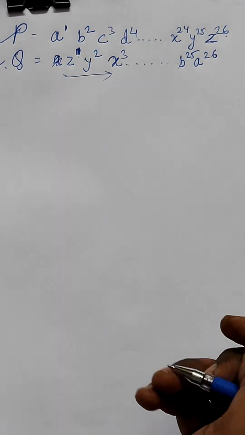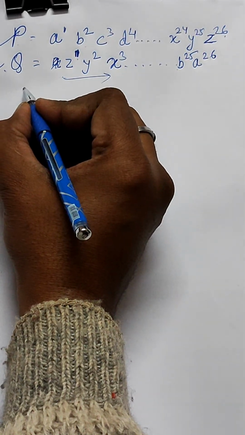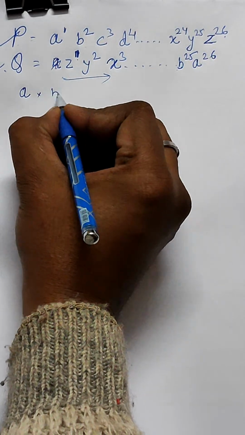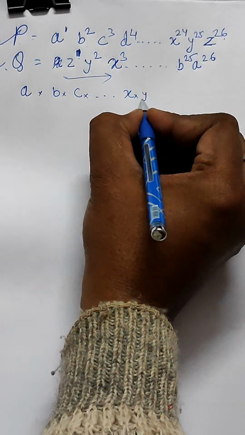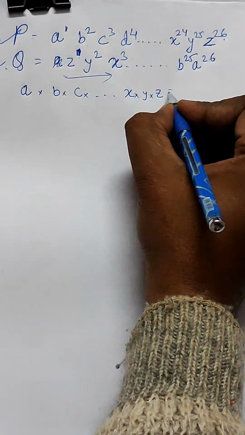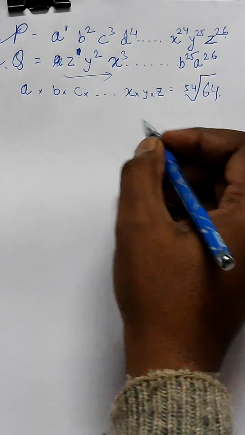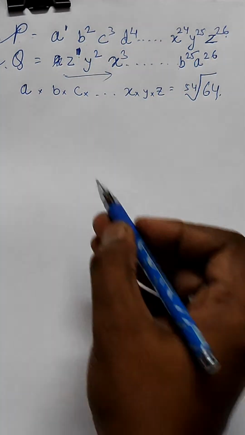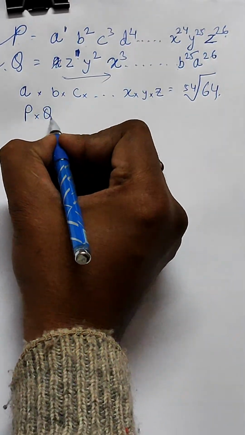Now another value which is given in the question is that the product of a b c till x y z is given as the 54th root of 64. So these are the three data given in the question, and we need to find the value of p into q.